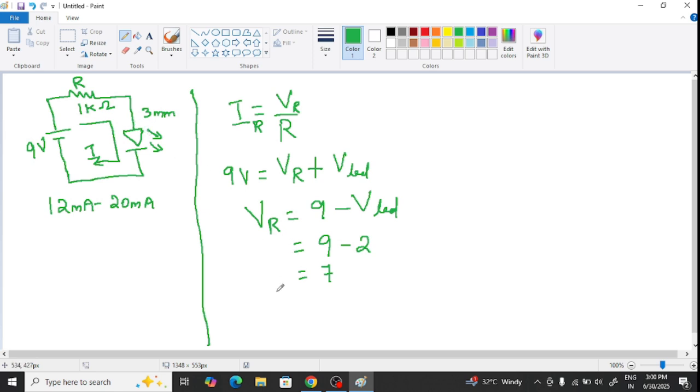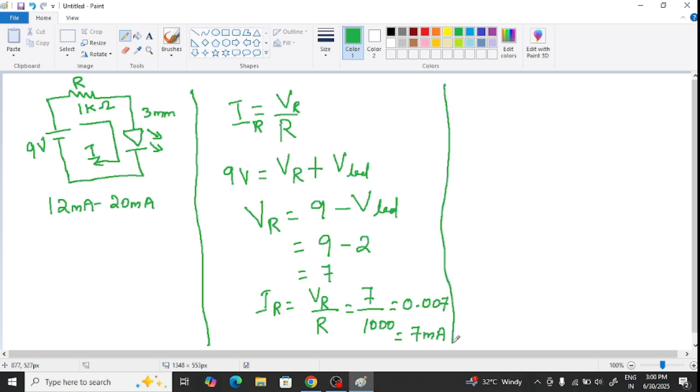Now it is very easy for us to calculate the current. IR is equal to VR divided by R, which is equal to 7, which we have already found out, divided by the resistance value of 1K, that is 1000. This is 0.007, which means 7 milliamps. So theoretically 7 milliamps of current will be flowing in the circuit, which has a 9 volt battery and a 1 kilo ohm resistor connected in series with a 3 mm LED.